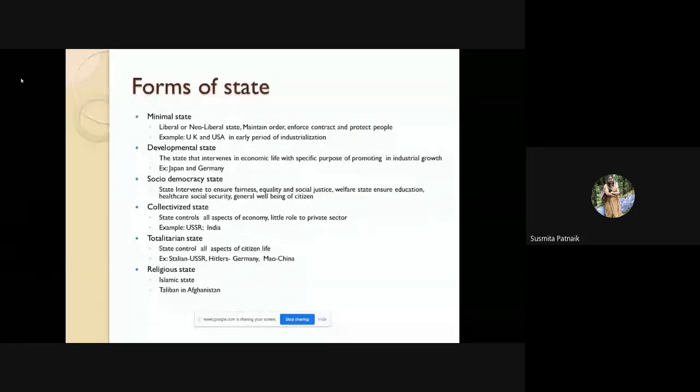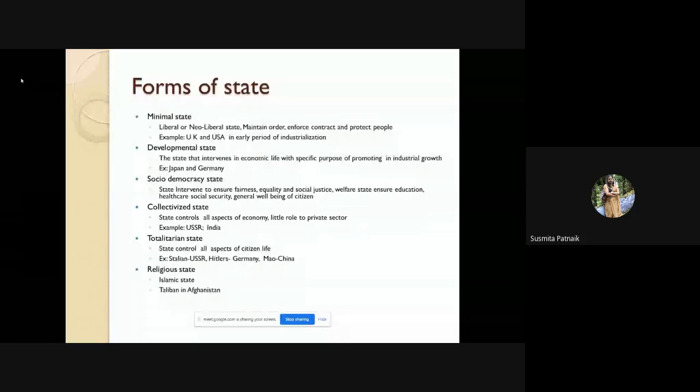Okay, then the next one is called the religious state. Religious state means what? Just like Pakistan, an Islamic state, Afghanistan, a Taliban state, and Nepal, a Hindu state. I can't say that India is a Hindu state. In India there are different types of religions. So I can't say India is a Hindu state, but Nepal is a Hindu state. Pakistan is an Islamic state. Afghanistan is a Taliban state. So these are what is called the religious state.